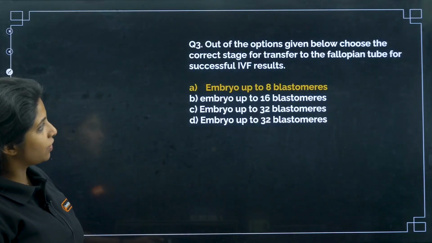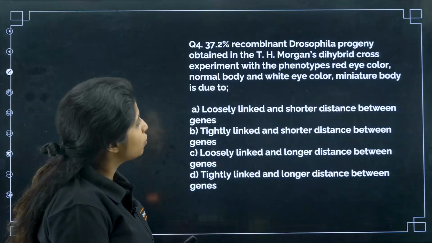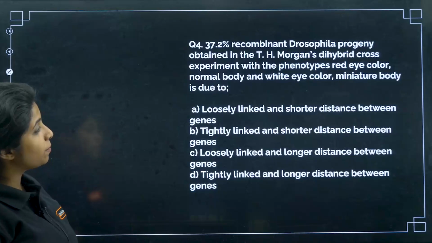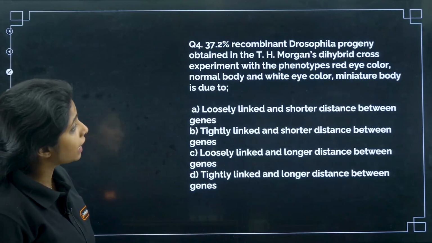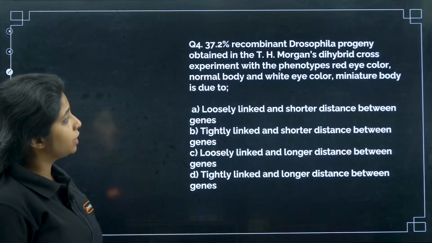Now the next question that we have, my dear children: 37.2% recombinant Drosophila progeny obtained in T.H. Morgan's dihybrid cross experiment with the phenotypes red eye color normal body and white eye color miniature body is due to.